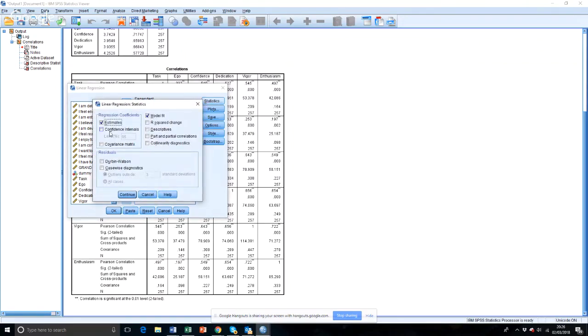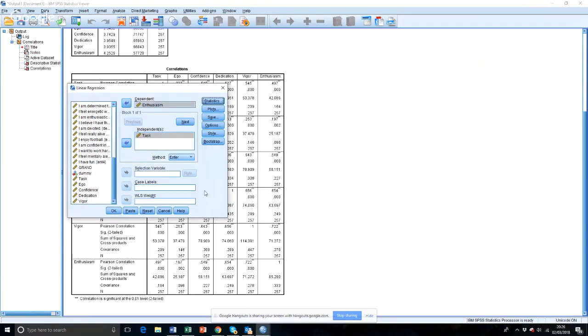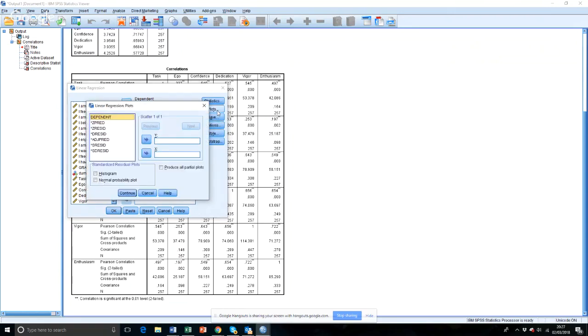Okay, what I'm going to do is check the box that says confidence intervals under statistics, because I think those are informative and we talked about them in the lecture. But I'm going to leave everything else as it is. I'm going to, should we get a plot?